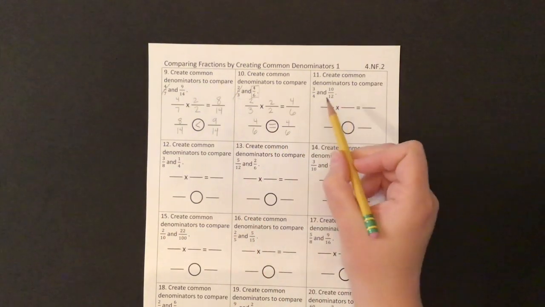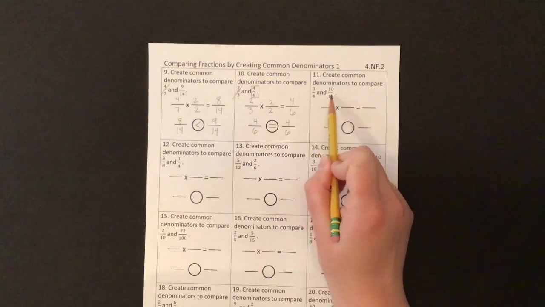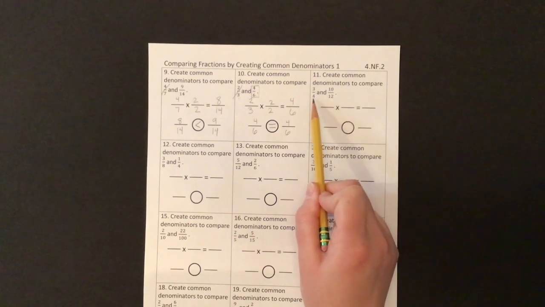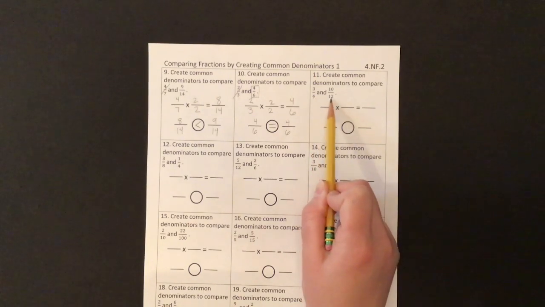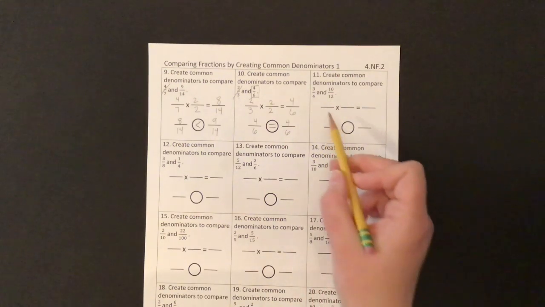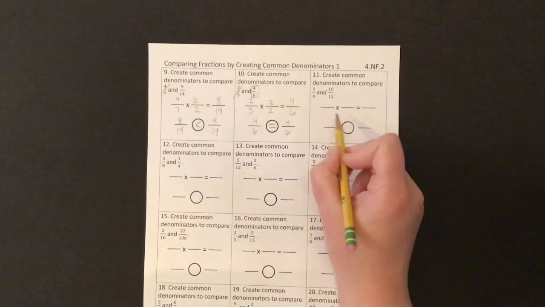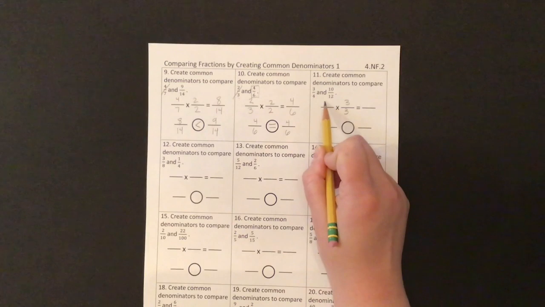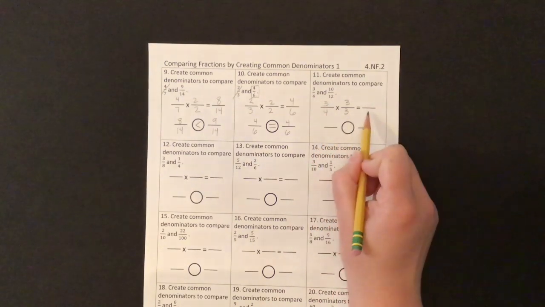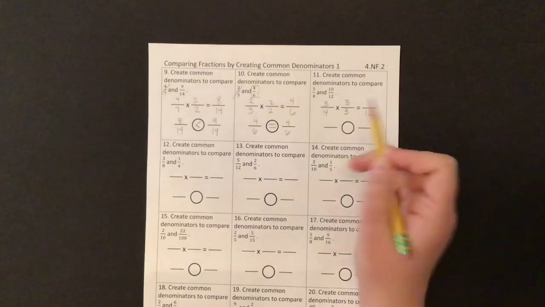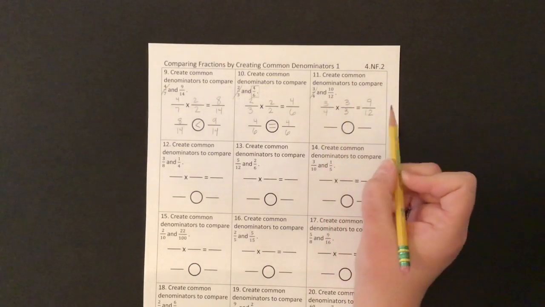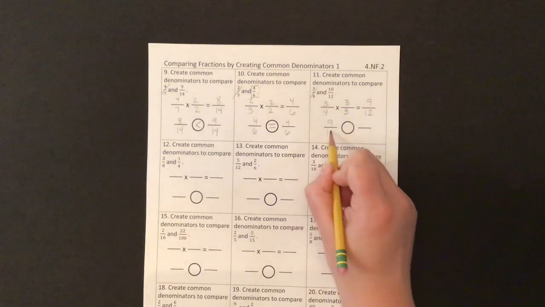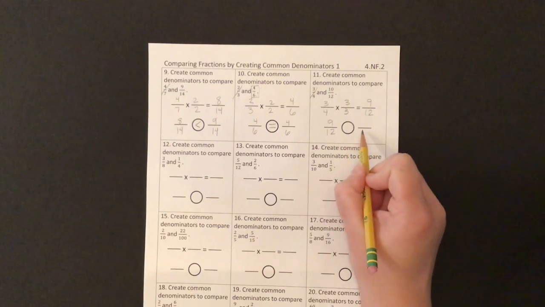Let's go ahead and do one more. 3/4 and 10/12. Think of your multiplication facts. Think about 4 times something equaling 12. 4 times 3 equals 12. So if I multiply by 3/3, I should get that denominator of 12. So 3 times 3 is 9. So 9/12 is an equivalent fraction for 3/4. So we'll go ahead and put 9/12 down here. And we're comparing that to 10/12.